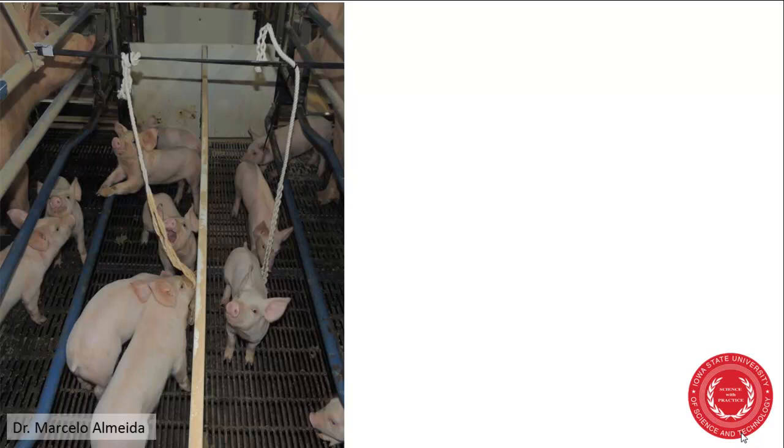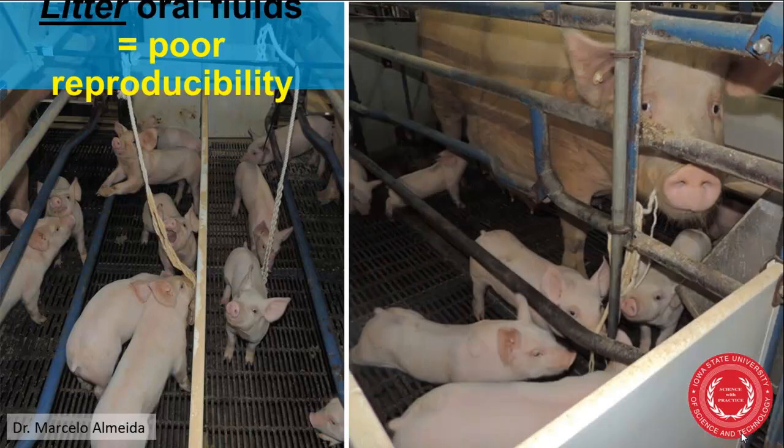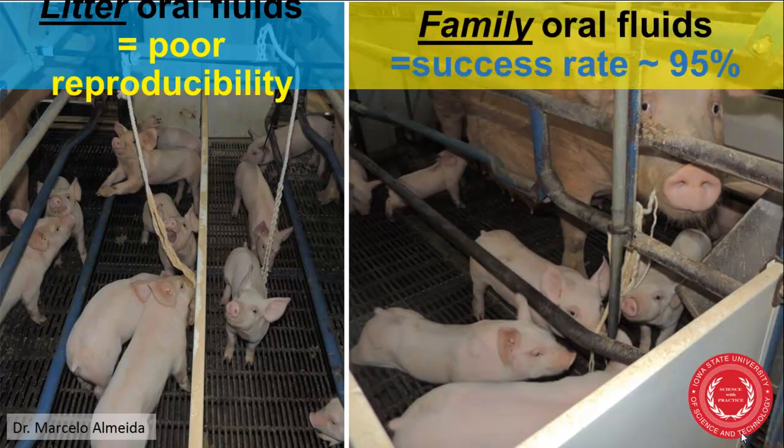So that's why we're excited about this part here from Dr. Marcelo Almeida's PhD, looking at oral fluids in the farrowing house. Later oral fluids, we know, have poor reproducibility and are hard to collect. But family oral fluids, defined as when you hang the rope where both sow and piglet have access to it, have a high success rate to collect because of some behavioral characteristics. As soon as the baby piglet sees mom chewing on the rope, if they're about 18, 20, 21 days of age, they will copy the behavior and contribute to that rope.